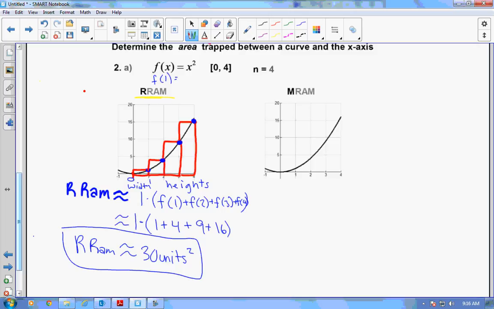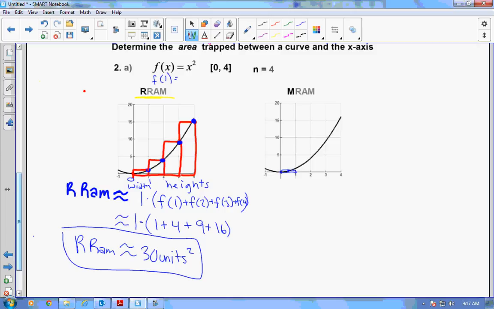Okay, then we'll do the midpoint, MRAM. So again, our first rectangle has the width 0 to 1, but we're using a midpoint. So what's halfway between 0 and 1? 0.5. So you come up halfway at 0.5 until you hit the curve and draw a very teeny rectangle.